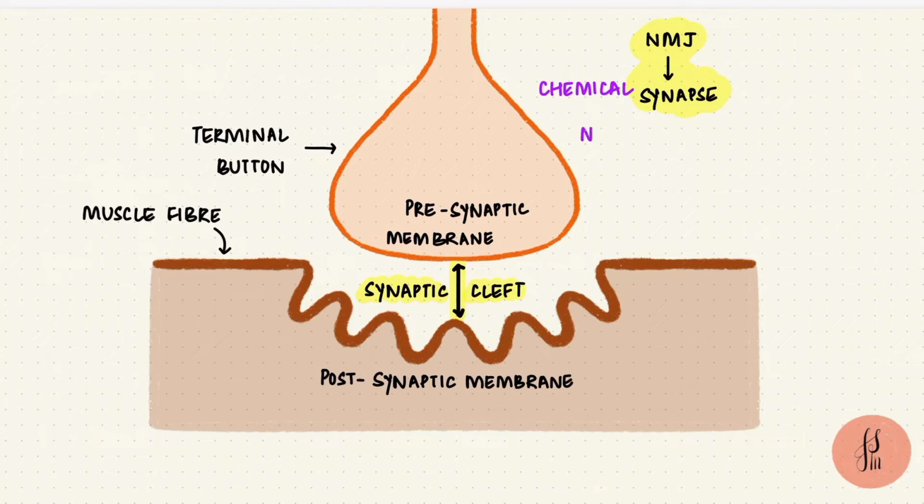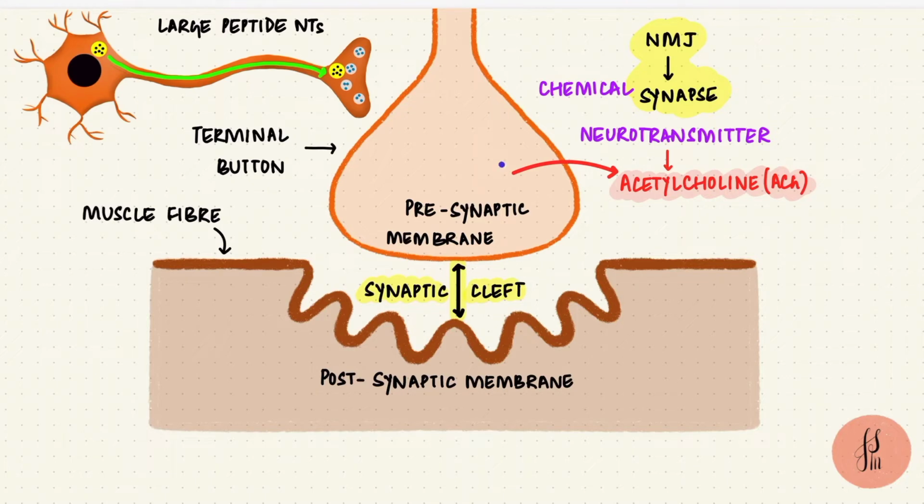The neuromuscular junction is a chemical synapse. Why? Because it uses a chemical neurotransmitter for communication, which is acetylcholine. It can get synthesized in the synaptic terminal itself. Acetylcholine is a small molecule neurotransmitter. It gets synthesized in the terminal itself and then packaged into vesicles. But the vesicles with the proteins in their walls, those are formed in the cell body and then transported down.